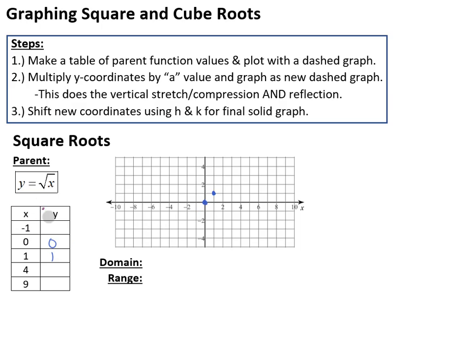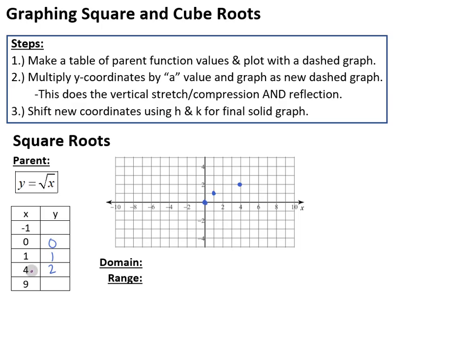If I plug in 4, notice that I didn't plug in 2 here because the square root of 2 is not a nice whole number. It's not something I'd like to graph by hand. Same thing with the square root of 3, right? But the square root of 4, of course, is a nice whole number. The square root of 4 gives us back 2. So right 4, up 2 is our next point.